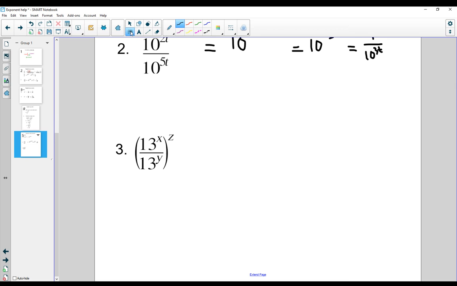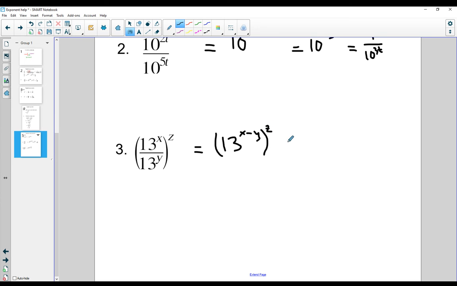All right, so here we have 13 as our base, so it's the same. So we can combine, we can use our laws. We've got lots going on here. So we can do this in 2 ways. I'm going to do it like this, 13, and I'm going to subtract because I'm dividing. I'm going to do inside my brackets first. So I have x take away y because I'm subtracting, and this is all still to the exponent z.